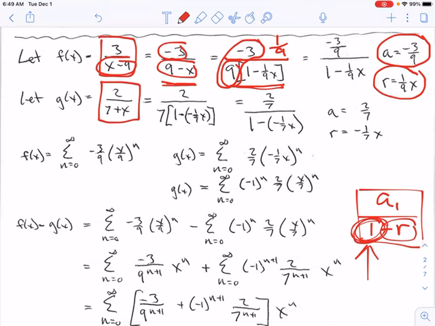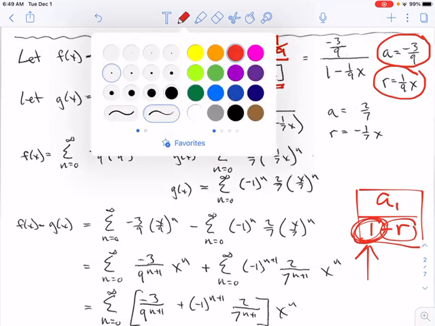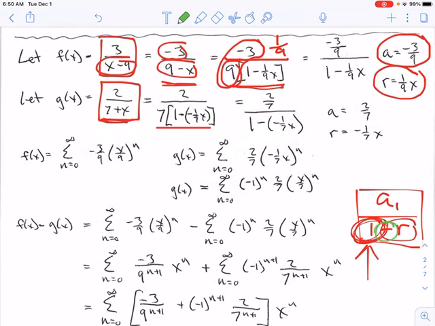And then I do the same thing down here. The 7 plus x, all I have to do is factor out the 7. But be careful because, remember, this term right here is a minus. I have a plus here. So we're factoring out a negative. So it's 1 minus a negative 1/7 x. Again, you can verify by multiplying these that you get that. And doing the same thing I did up above, 2/7 becomes my a, and then negative 1/7 x becomes r.